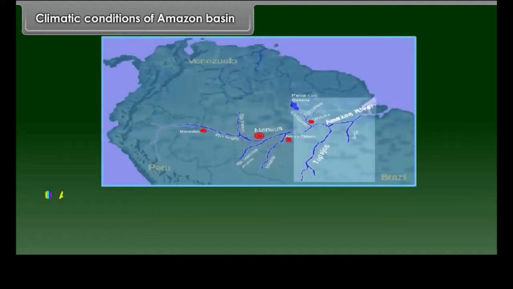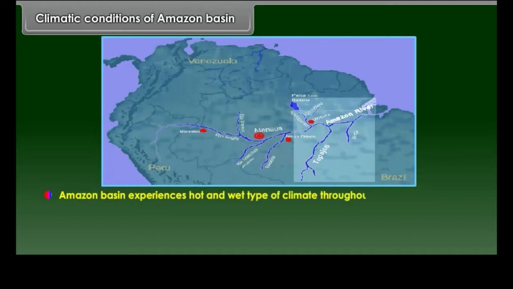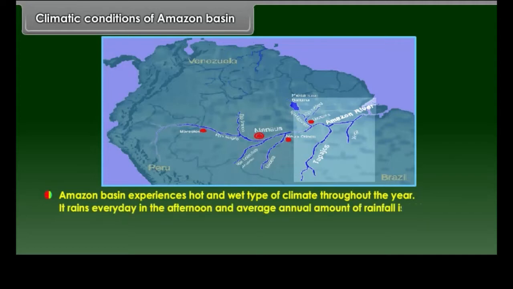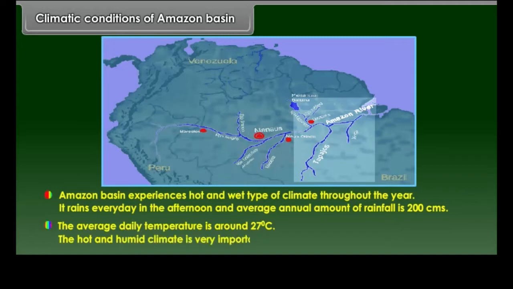Climatic conditions of Amazon basin. Amazon basin experiences hot and wet type of climate throughout the year. It rains every day in the afternoon and average annual amount of rainfall is 200 centimeters. The average daily temperature is around 27 degrees Celsius. The hot and humid climate is very important factor for the dense growth of vegetation.